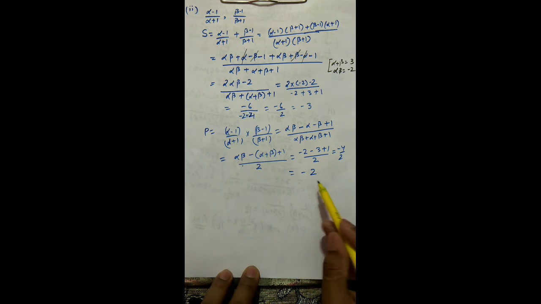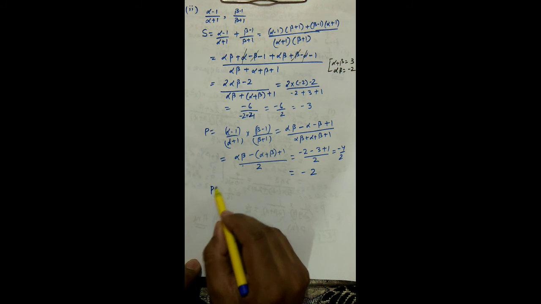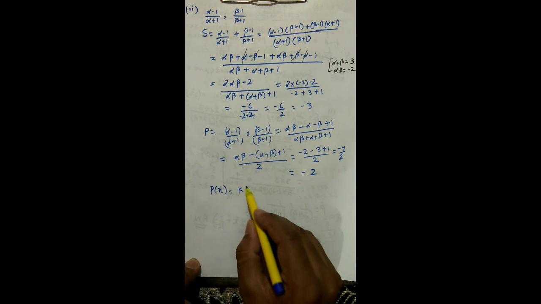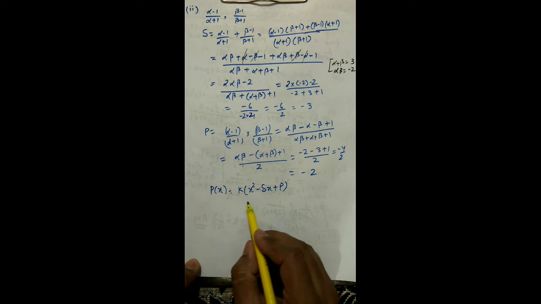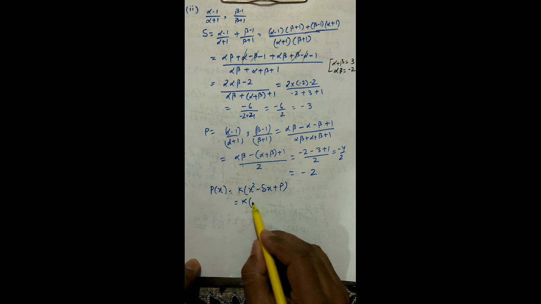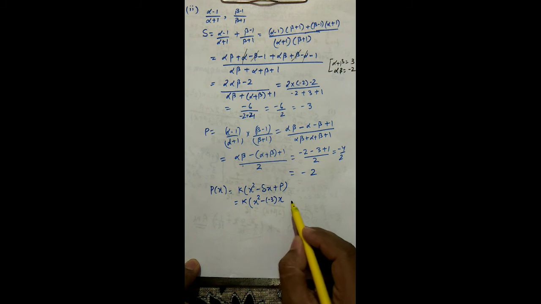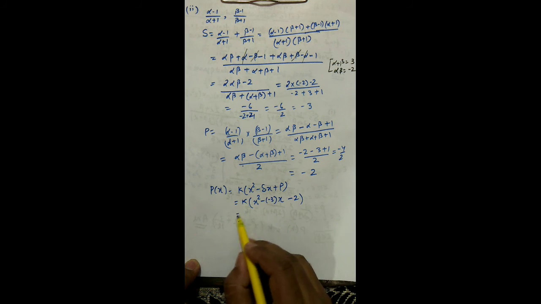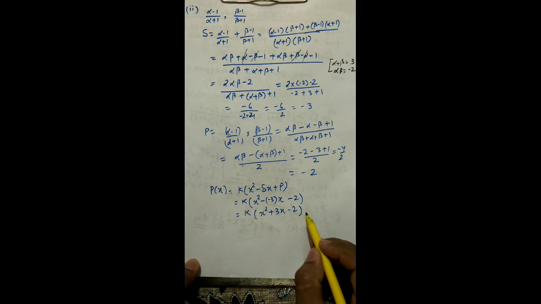I've got p as minus 2. So your final polynomial will be p(x), you can write it like this: k times x square minus sx plus p. You can see your value of S was minus 3, so this is minus of minus 3x, and p is minus 2. So ultimately this answer will be x square plus 3x minus 2.